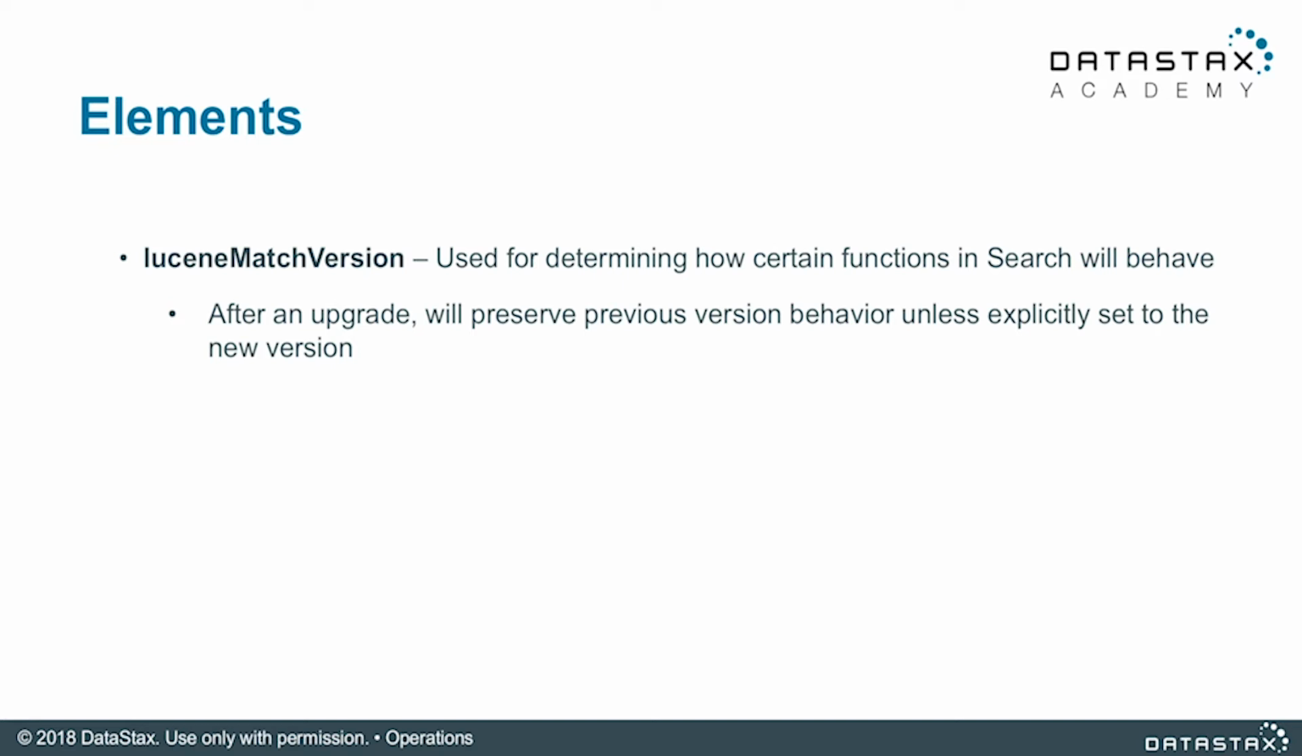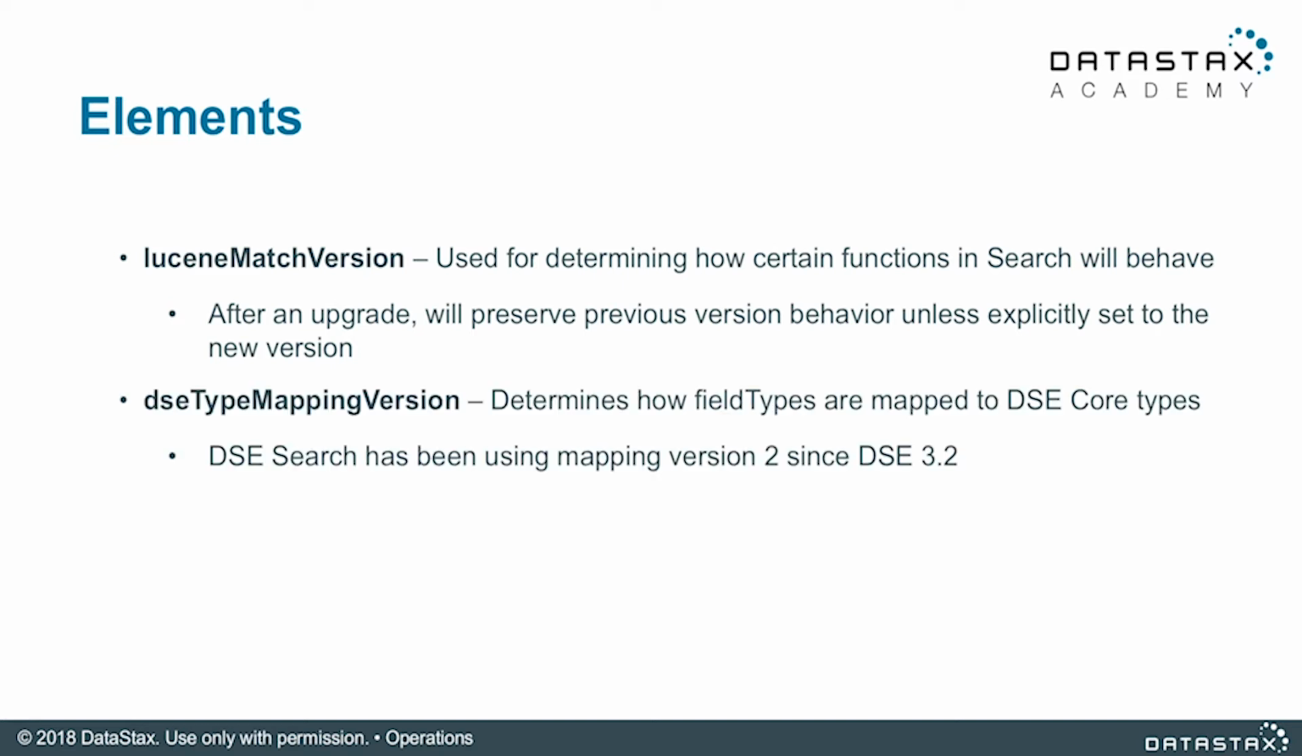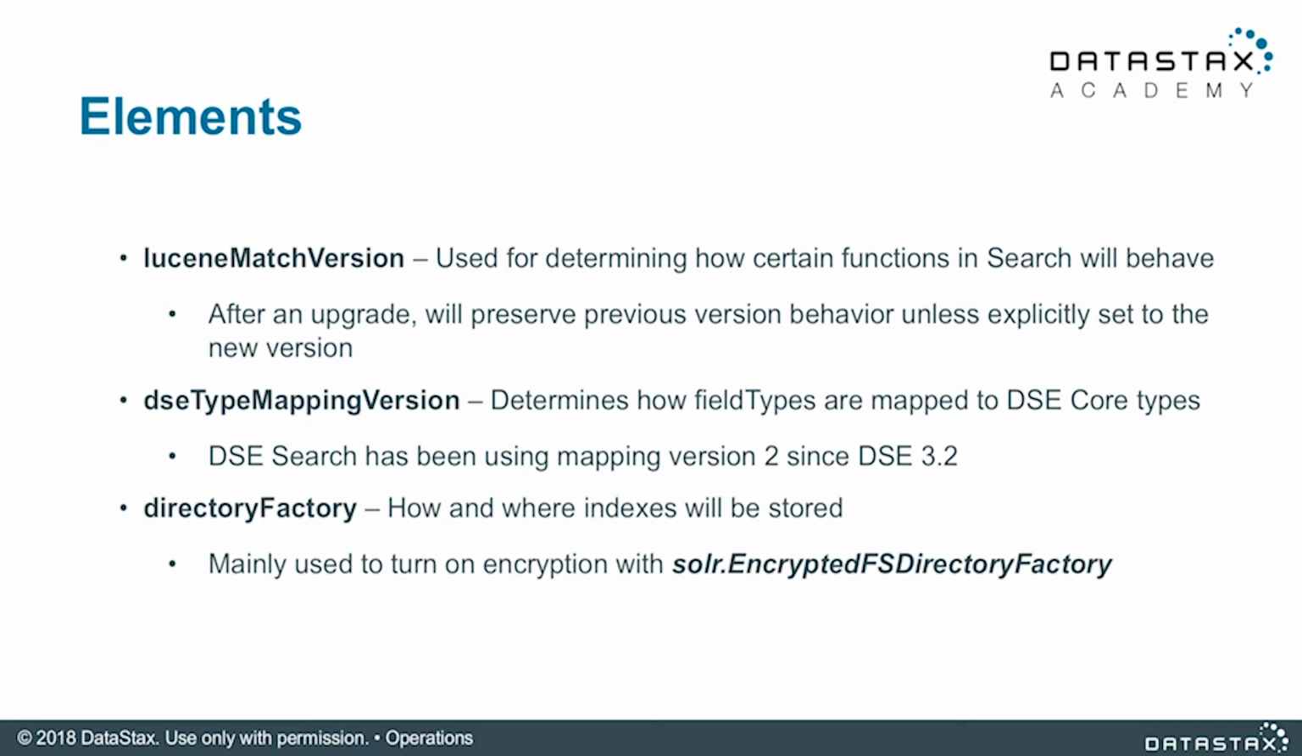We'll be quickly taking a look at the elements that you'll see in the generated config. The first two are the Lucene match version and the DSC type mapping version, which helps specify what version of DSC the configuration XML should be used for. These two elements really should not be changed at all. The directory factory determines how and where indexes are stored, and really should only be modified if enabling or disabling encryption for the search index files saved to disk.